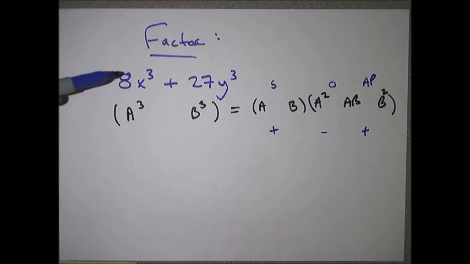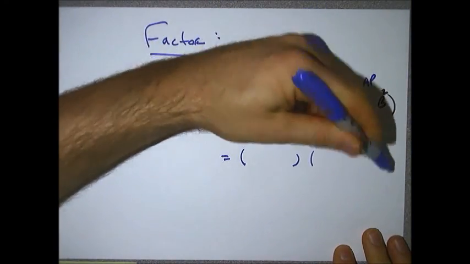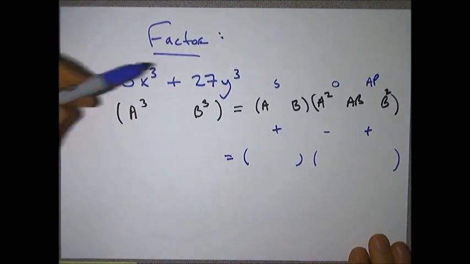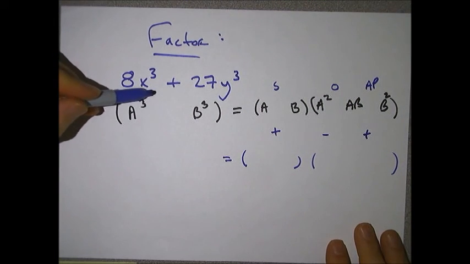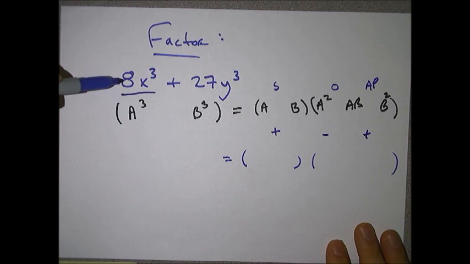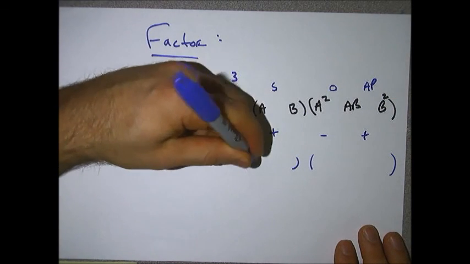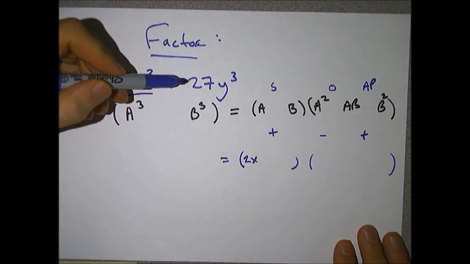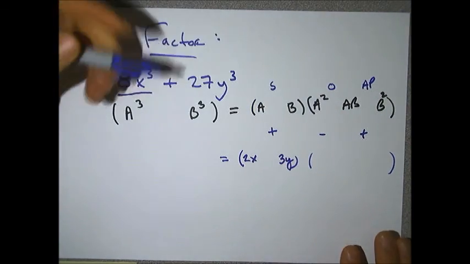So what they gave me was 8x to the third. That's my a to the third. And I want to take that and make it a. So if I want to go from a to the third to a, I'm taking the cube root of this whole term, including the letter. So the cube root of 8 is 2, and the cube root of x to the third is x. So this is 2x. The cube root of 27y to the third is 3y.